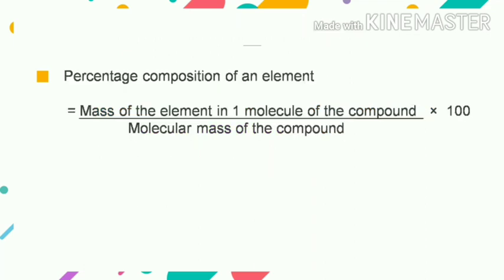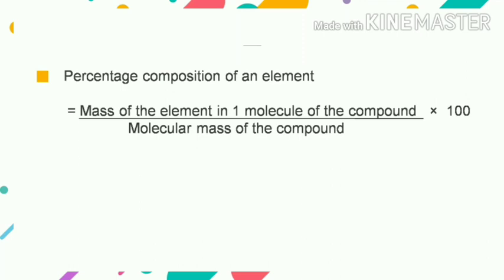Then we should also know how we can calculate the percentage composition of any element in a compound. The percentage composition of an element is equal to the total amount of element present in one molecule of compound divided by molecular mass of compound multiplied by 100.